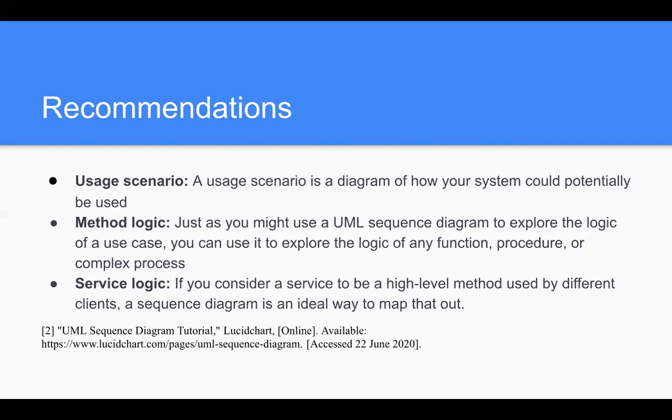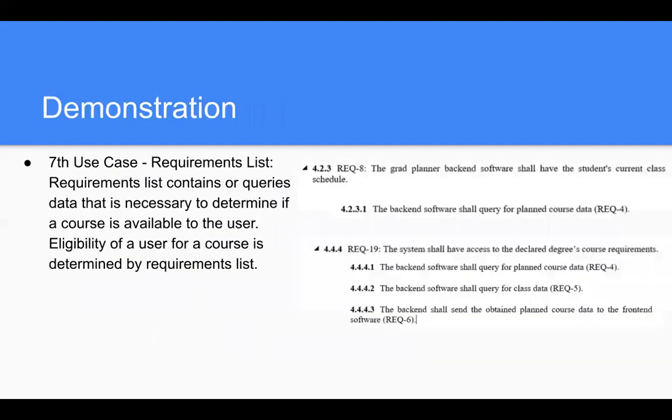And then just some recommendations, like a usage scenario for when you would use a UML sequence diagram. A usage scenario is a diagram of how your system could potentially be used, the method logic, just as you might use a UML sequence diagram to explore the logic of a use case. You can use it to explore the logic of any function, procedure, or complex process. And then service logic: if you consider a service to be a high-level method used by different clients, a sequence diagram is an ideal way to map that out. Next slide.